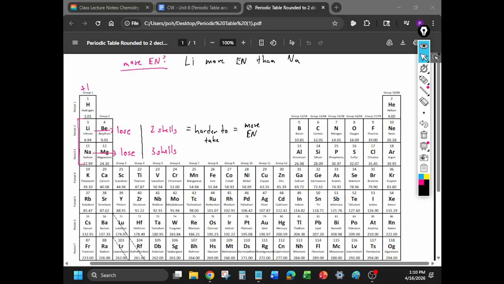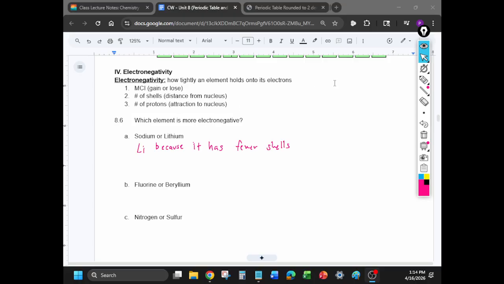All right, let's have you guys try 2 on your own, and then we'll move on to the last thing for today. Fluorine's most common ion on the periodic table is -1. Beryllium is +2. So fluorine actually wants to gain electrons, and beryllium wants to lose. If something wants to gain electrons, it's going to hold the ones that it has more tightly. So fluorine is going to be more electronegative, because it wants to gain electrons.